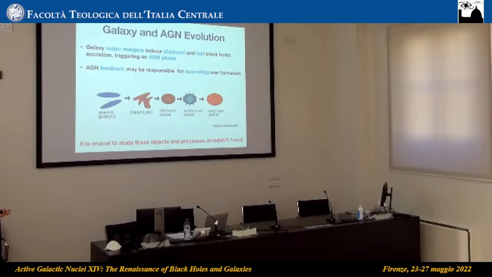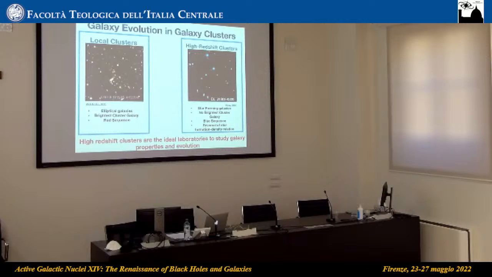The ideal laboratories to study these processes are galaxy clusters, which show different properties at different redshifts. In the local universe, cluster cores are populated mainly by elliptical galaxies, and among them we can find the brightest cluster galaxy, a red, elliptical, massive and luminous galaxy. On the other hand, high-redshift cluster cores are mainly populated by star-forming galaxies, and we cannot observe the presence of a brightest cluster galaxy.